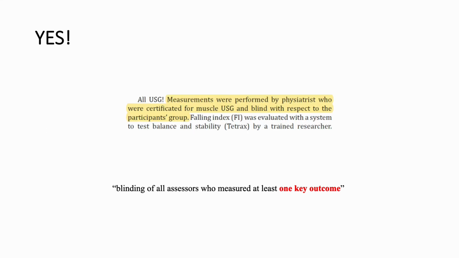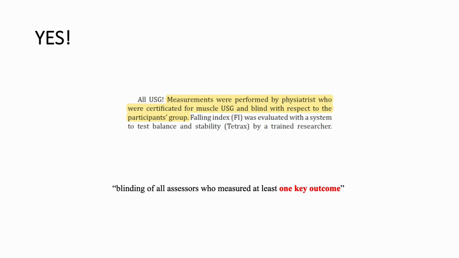The researchers did meet this criterion. They did have an assessor who was blinded to at least one key outcome. So in this case, it was the ultrasound measurements of rectus abdominis thickness. This physiatrist who did these measurements was blinded to group allocation. However, it goes on to say that the falling index was evaluated by a trained researcher.